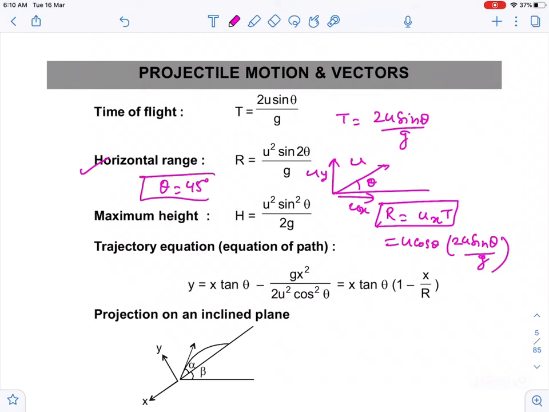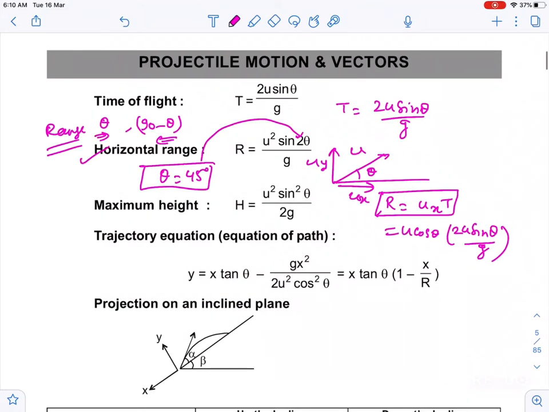When theta is equal to 45 degrees, range will be maximum, because putting theta equal to 45 degrees gives u square by g, since sine 90 is 1, which is the maximum value. Now, for angles of projection theta and 90 minus theta, range will be the same. Keep these things in mind and some questions you can solve easily. Maximum height formula is u square sine square theta by 2g, and at theta 90 degrees height will be maximum. So for maximum range theta is 45 degrees, for maximum height theta should be 90 degrees.